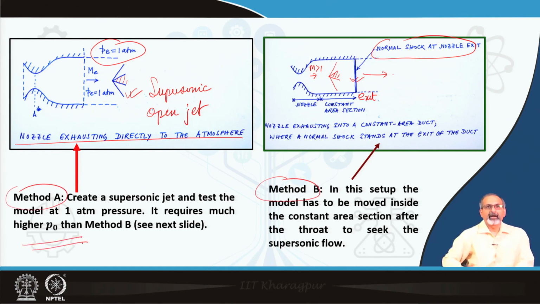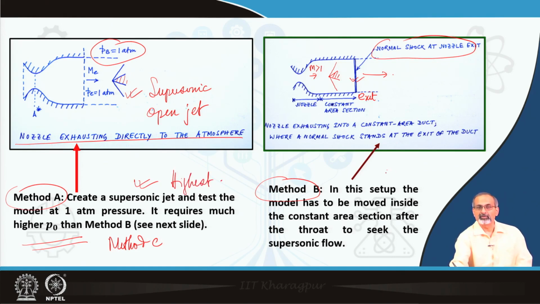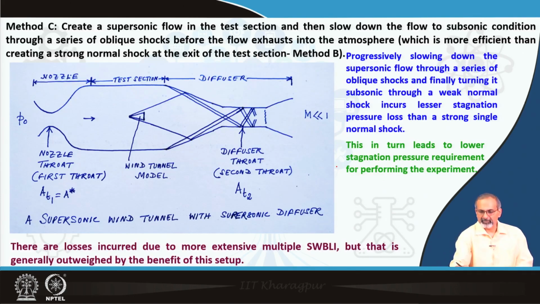Method A will need a higher stagnation pressure than method B, and also method C, which you will see in the next slide. So, the stagnation pressure requirement is the highest here. It is comparatively smaller in this case. So, if it is P naught A, then P naught A is greater than P naught B, and then we have a method C, where P naught C is lesser than P naught B, which is lesser than P naught A.